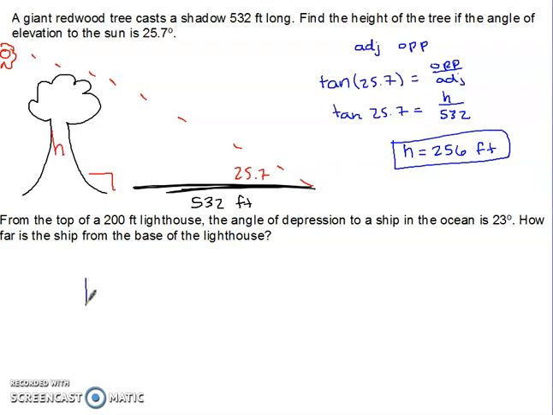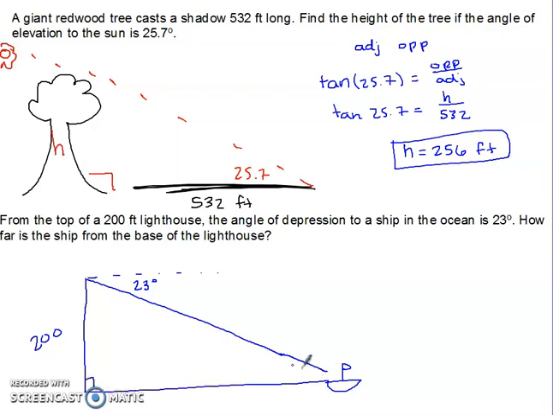Here we have a lighthouse that is 200 feet tall. The angle of depression, so here is my horizontal, and we are going down to a ship in the ocean at 23 degrees. Here's my boat. We want to know how far the ship is from the base of the lighthouse.